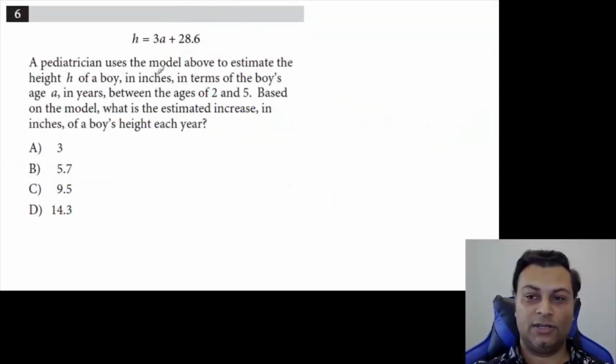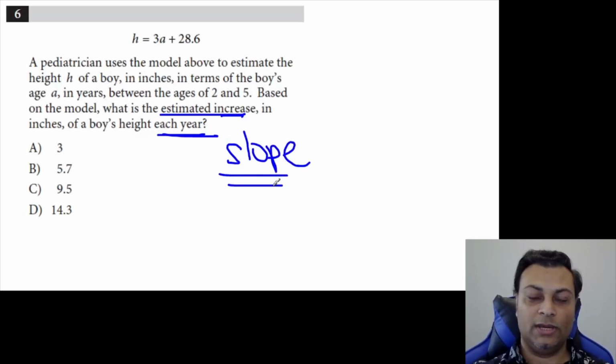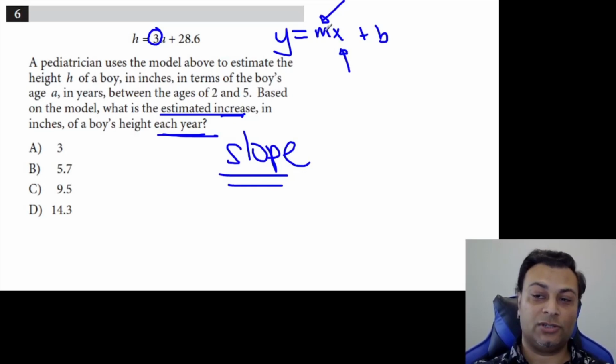Moving on to number 6. h equals 3a plus 28.6. A pediatrician uses the model above to estimate the height h of a boy in inches in terms of the boy's age a in years between the ages of 2 and 5. Based on the model, what is the estimated increase in inches of the boy's height each year? Each year increase, that's slope. And the slope here is 3. If you think of this as y equals mx plus b, the coefficient of the input, that's your slope. So 3 is our slope, and the answer is 3.